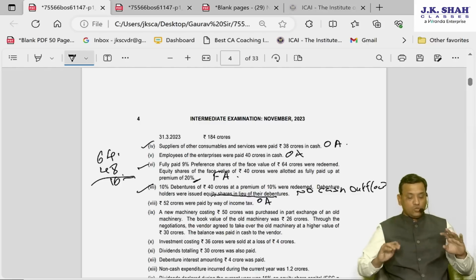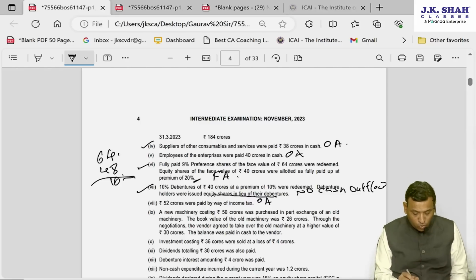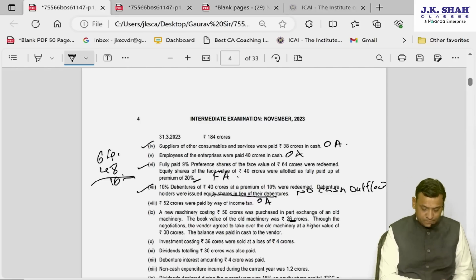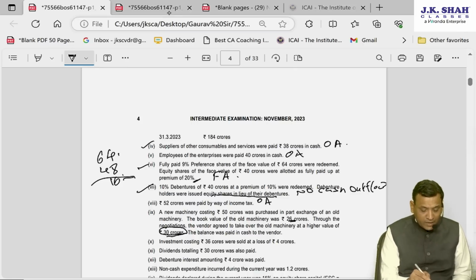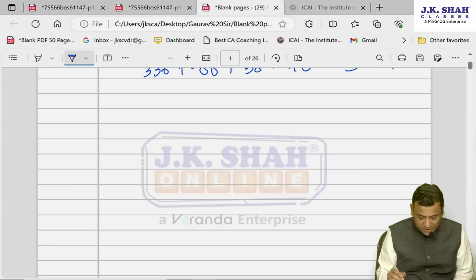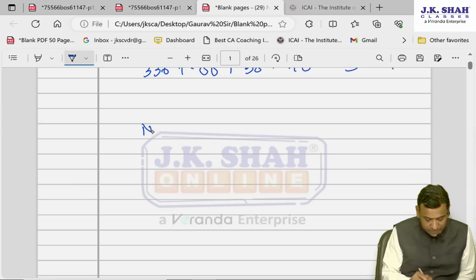So how much did you pay to the vendor? Now if you look properly, your old machinery is 26 crore. The new machinery cost is 50 crores. Old machinery book value is 26, but it is now considered at 30 crore. It means, let us pass our journal entry, friends. The journal entry goes in this way.